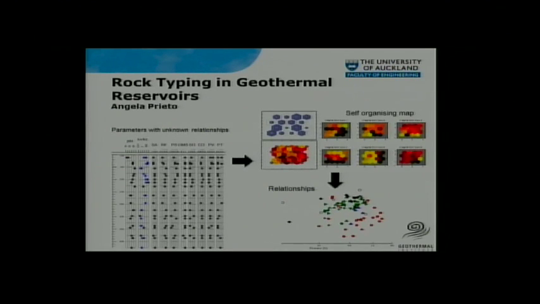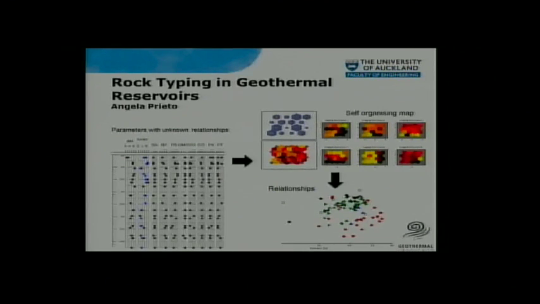So she has data sets here, porosity, permeability, and various textural measures. What Angela is interested in doing is understanding how various measures of texture that you could observe in hand samples or with very simple microscope magnification, how things that you can easily observe in terms of texture relate back to porosity and permeability.